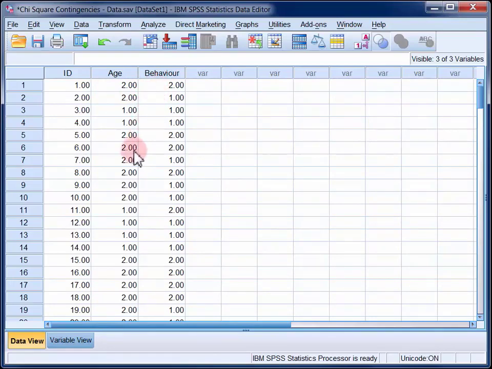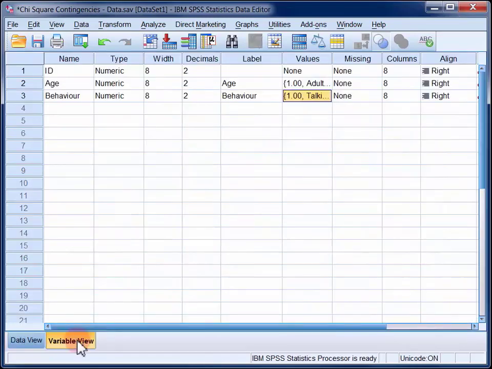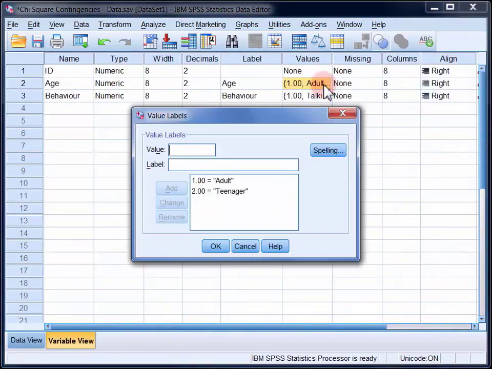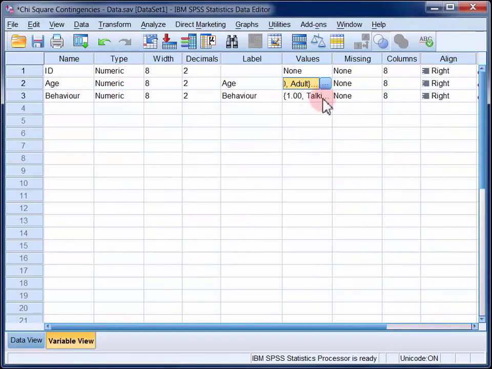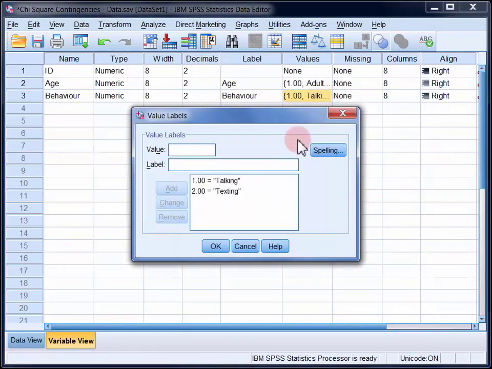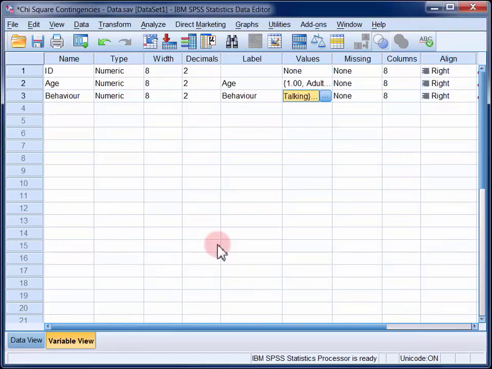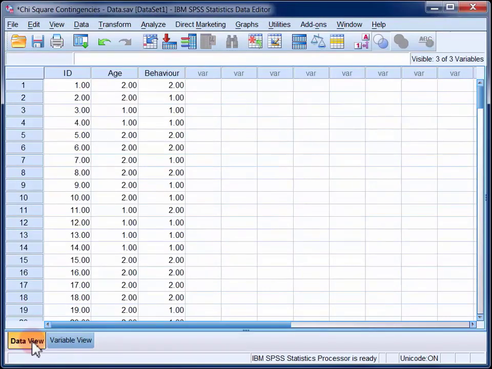As both variables are nominal, they require value labels, and these have been added in the Variable View. For age, 1 has been used to represent members of the adult group, and 2 has been used to represent teenagers. For behaviour, 1 represents talking, and 2 represents texting. Back in the Data View, we can see that the first case is a teenager who was observed texting. The third is an adult who was observed talking.